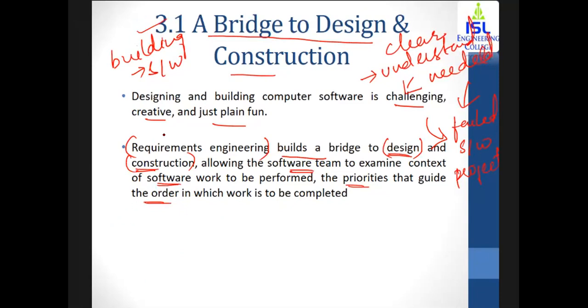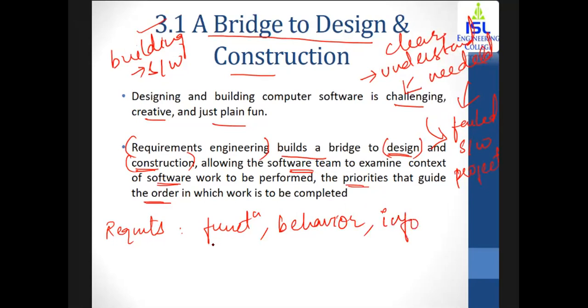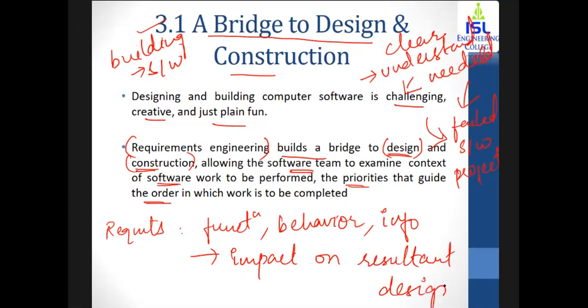Why it acts as the bridge to design and construction is that when you identify all the different requirements within the software, you get to know what functions need to be there within the software, how the software needs to behave, and what different information is required. This has a great impact on the resultant design. That is why requirement engineering is important, and it acts as a bridge to design and construction.